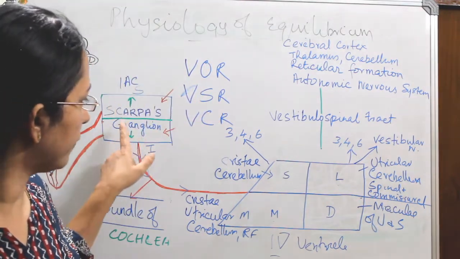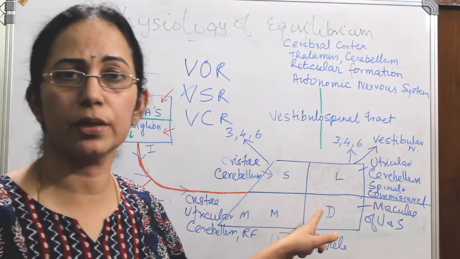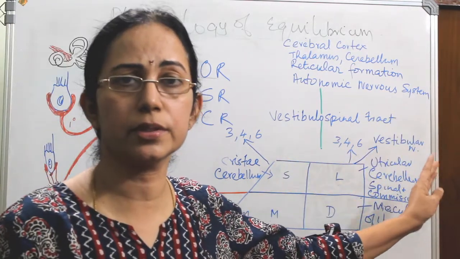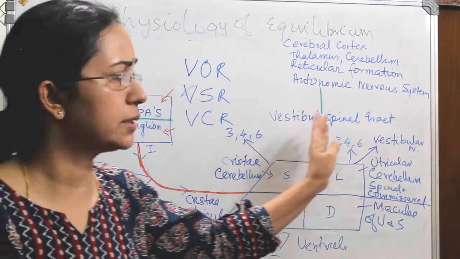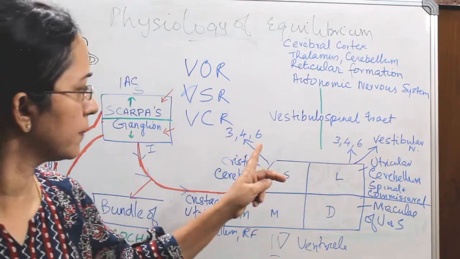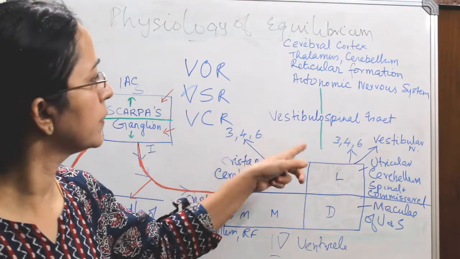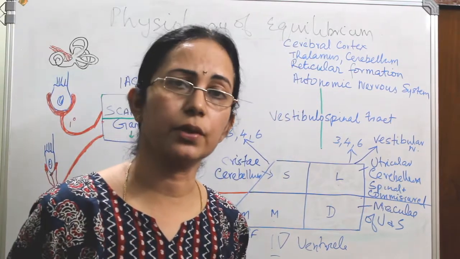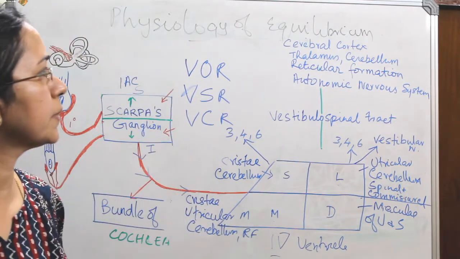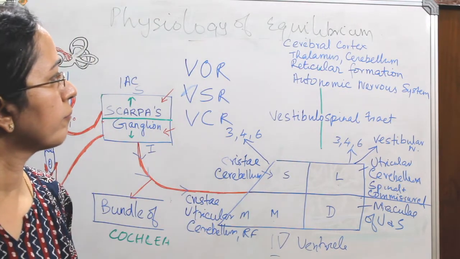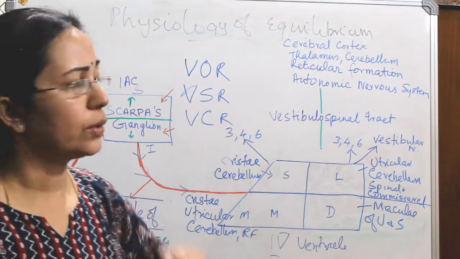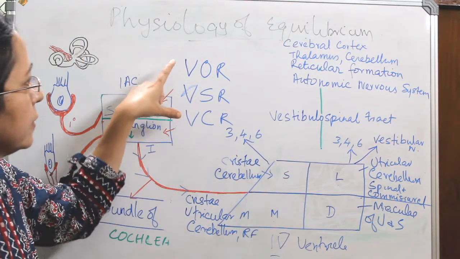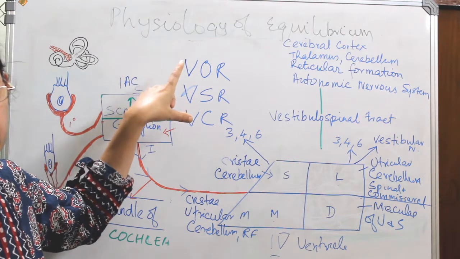So the afferent fibers will go to the vestibular nuclei. From there, efferents will go to the opposite vestibular nucleus. They will cross over to the opposite 3, 4 and 6 cranial nerve nucleus as well as the ipsilateral. Then the vestibulospinal, cerebral cortex, cerebellum, reticular formation, the extrapyramidal system, and also the autonomic nervous system. Now we can see what are the 3 basic vestibular reflexes.